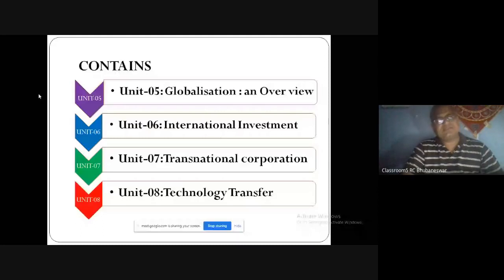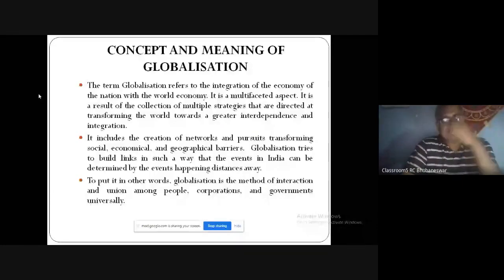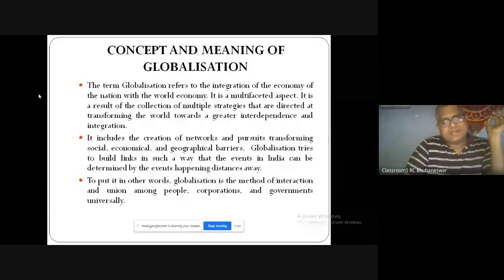But the question is, in unit 5, the topic is globalization and overview. Look, what is globalization? Globalization was initiated in India in the year 1991. The concept started, which is called LPG: liberalization, privatization, and globalization. Globalization means openness of economy, or you may call it a new architectural change of economy, or an integration approach with the world economy.